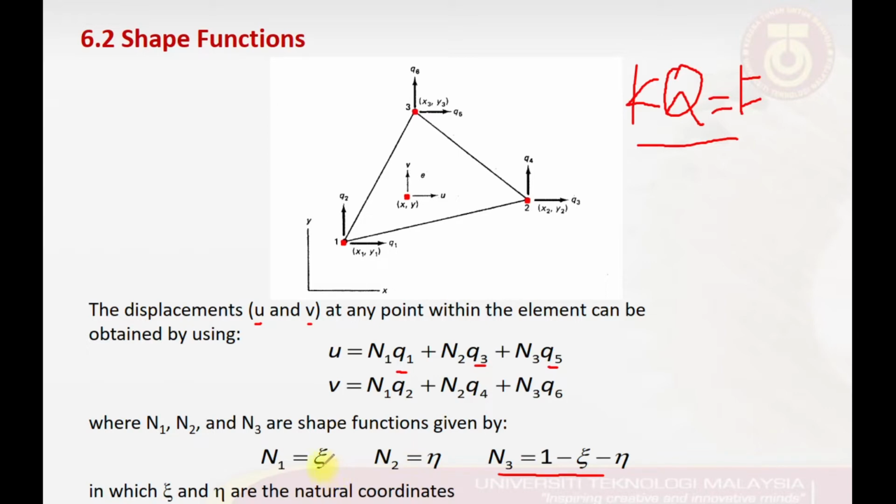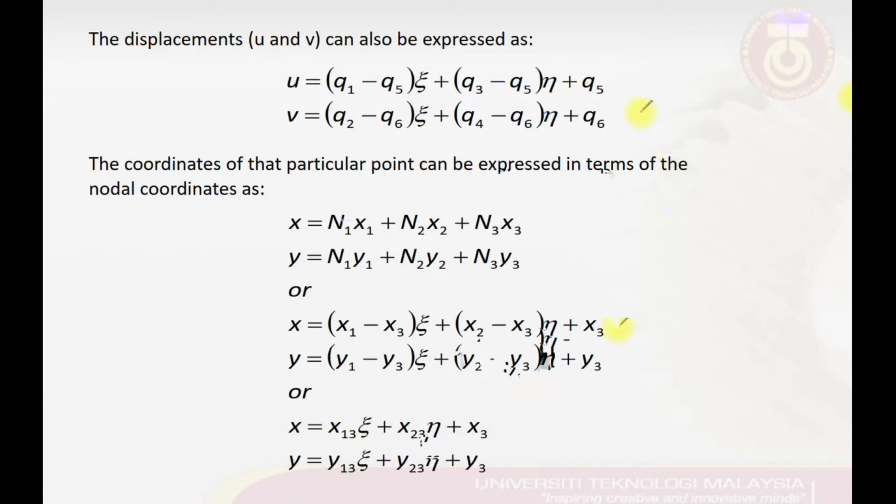Substituting n1 equal to z, n2 equal to eta, and n3 equal to 1 minus z minus eta into these field displacement equations, we get a new expression which is now written in the natural coordinate system for the u and v. But at this stage we still do not know what is the value of z and eta to be substituted in these two equations.